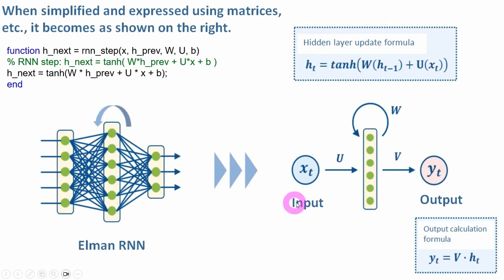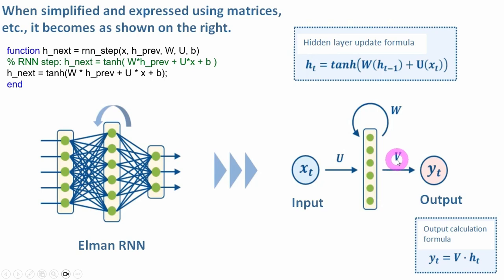The input at time t is a vector, x_t. The hidden layer at time t is a vector, h_t. The output is a vector, y_t. The weights are also represented as matrices. U is the weight matrix from input to hidden layer. W is the weight matrix from previous hidden layer to current hidden layer. This is the loopback. V is the weight matrix from hidden layer to output.